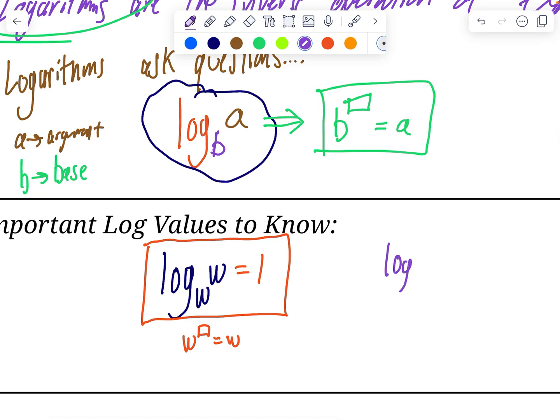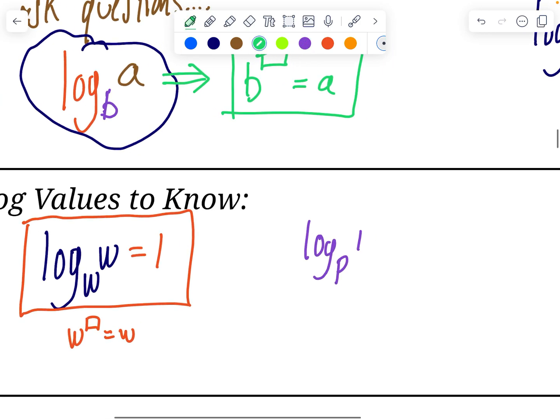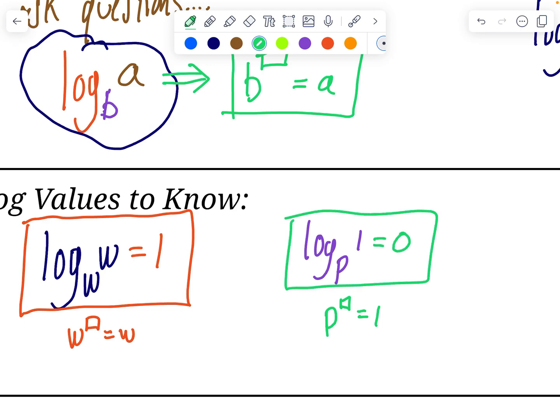Another weird rule. Let's say log base p of 1. If your argument is 1, well, then the question is going to be p to what power is 1? Oh, wait. If you want to get out 1, the exponent, no matter what your base is, is going to be 0. Okay?